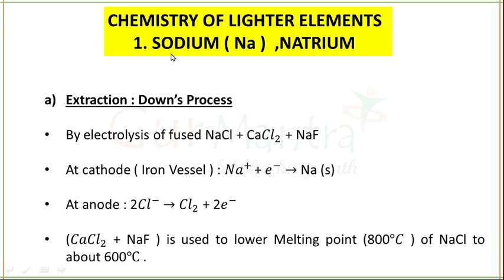Number 1 is sodium, that is also known as natrium. Sodium is a chemical element with the symbol Na and it has the atomic number 11. The atomic mass of sodium is 22.98 U, or we can say 23 AMU or U. It is also known as natrium. Its stable isotope is sodium-23.